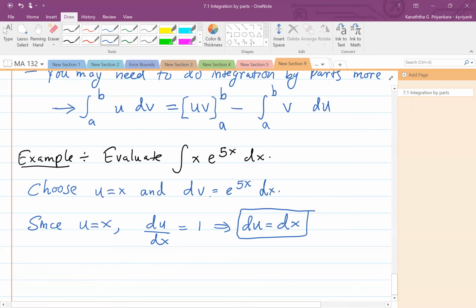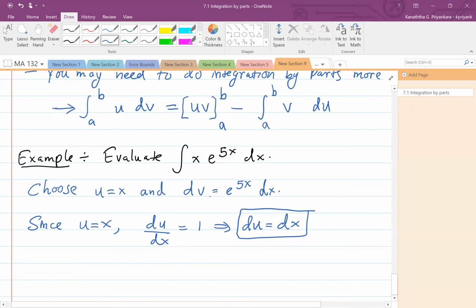dv is e to the power 5x dx. So we get, again, u, which is x, times v, which is e to the power 5x over 5, minus the integral of v, which is e to the power 5x over 5, times du. So du is dx in this problem. So we write dx.